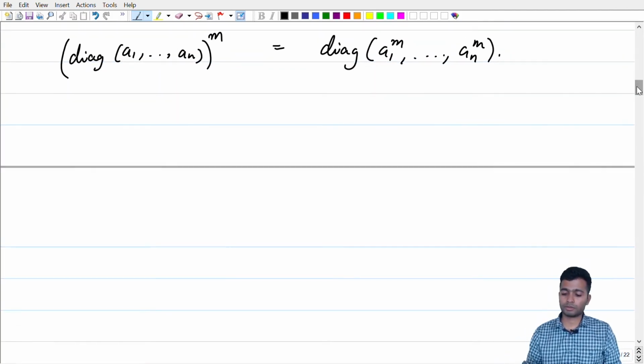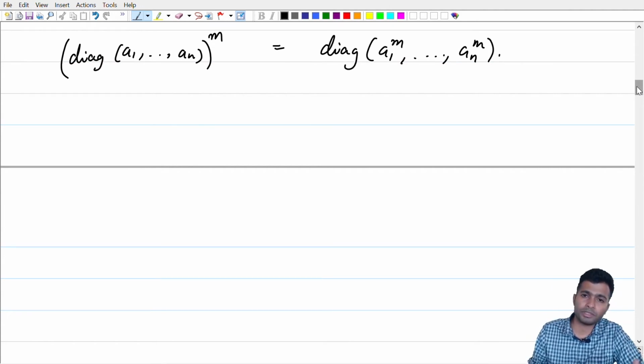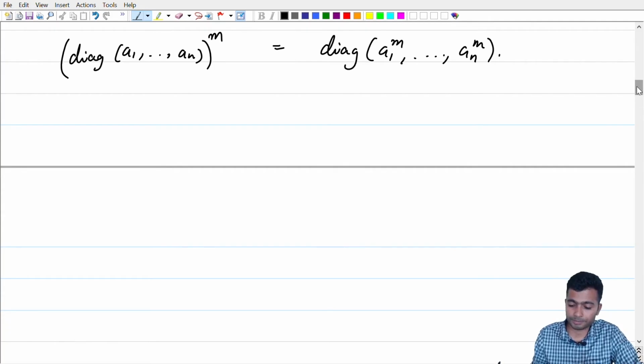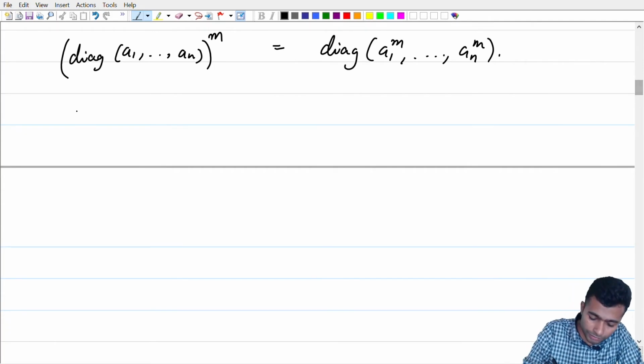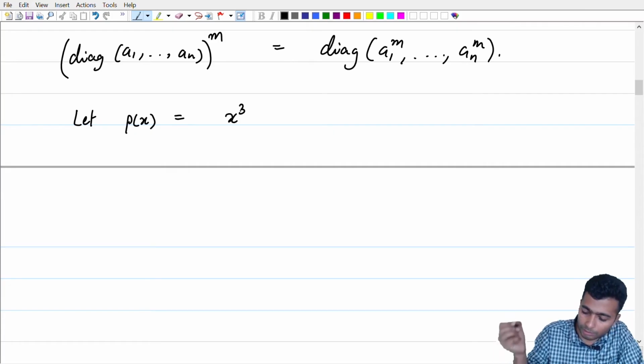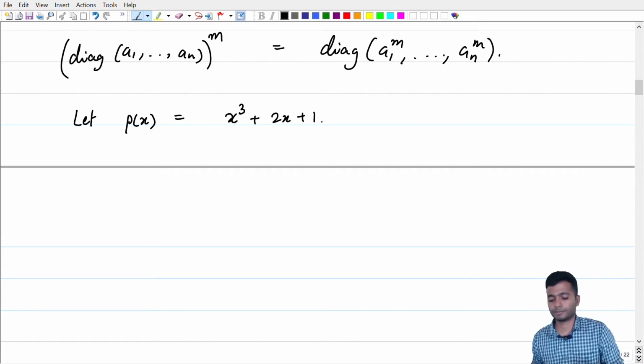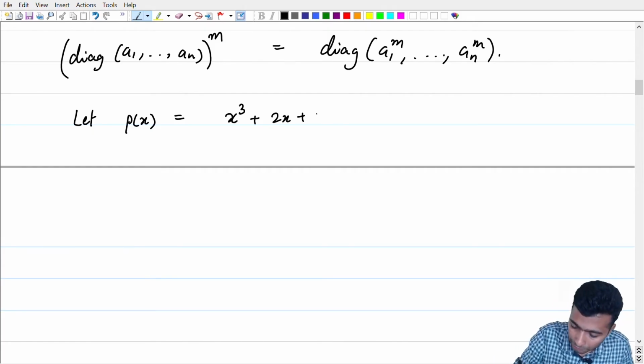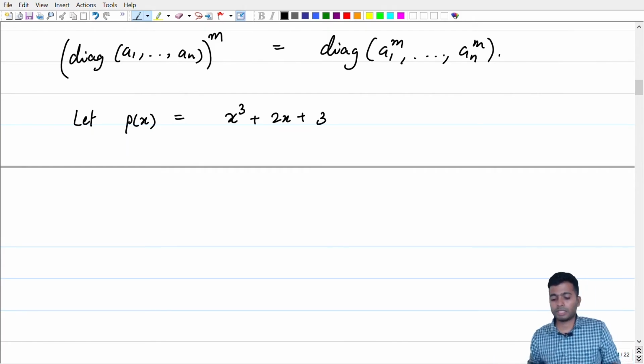So that's good. Now let's look at what happens when we look at polynomial expressions of a diagonal matrix. Let's look at it with an example. Let p of x be something like x to the power 3 plus 2x plus 3.